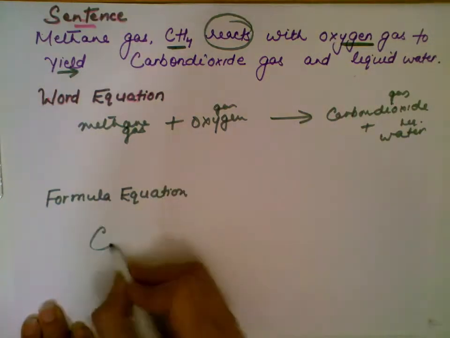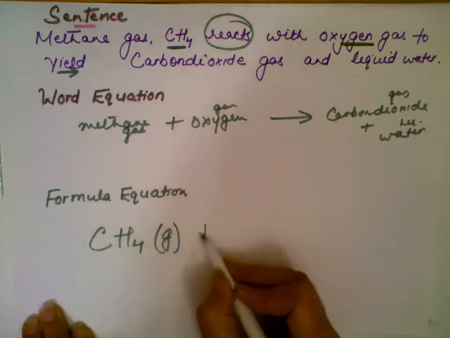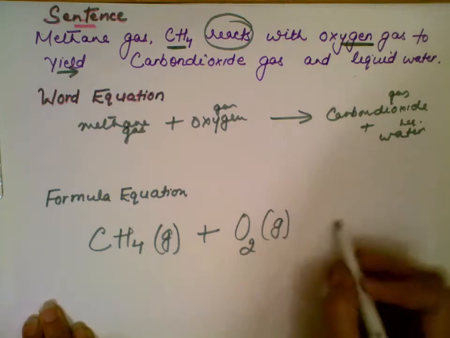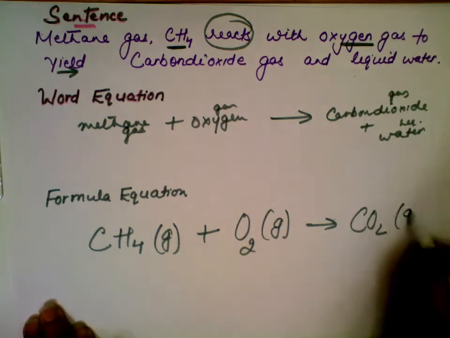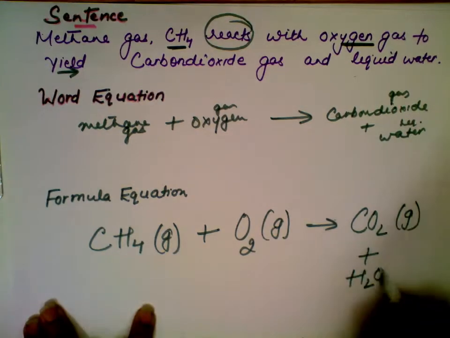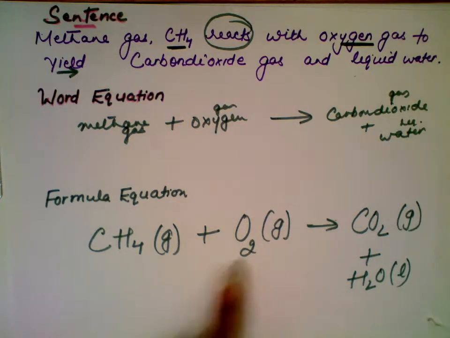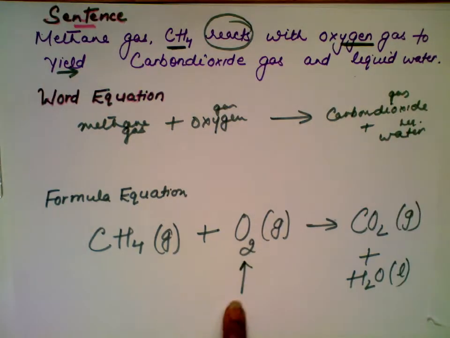Methane is CH4 and it says gas, so you write G in parentheses. Then it says oxygen, O2, G in parentheses, and carbon dioxide gas is CO2, G in parentheses, and liquid water, so water is H2O and L in parentheses to show the physical state, liquid. Now here, why am I writing this 2 at the bottom of oxygen? Because this belongs to those 7 diatomic molecules.